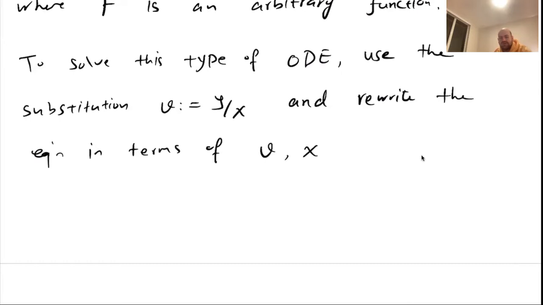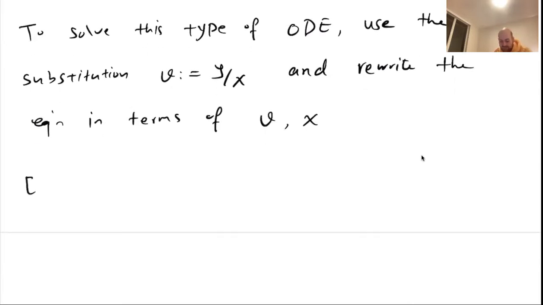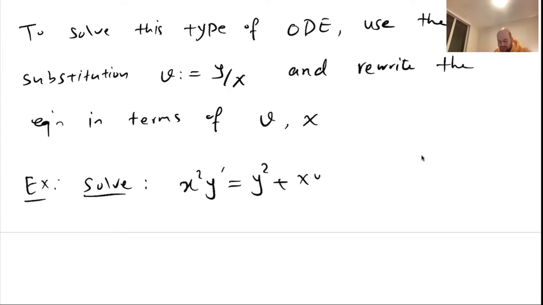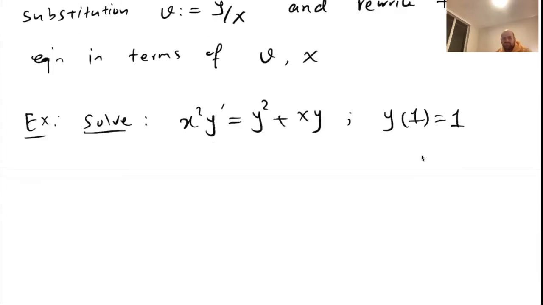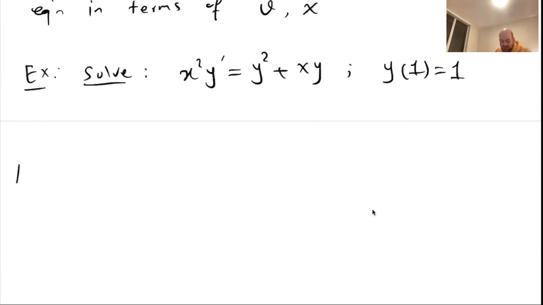So let's look at this specific example. Example: solve the following equation: x squared y prime equals y squared plus xy with y of 1 equals 1. So there are two different ways to solve this equation. We can write this as a Bernoulli equation, or we can write it as a homogeneous equation. So there are two different approaches to solve this equation, and both, of course, will lead to the same final answer.